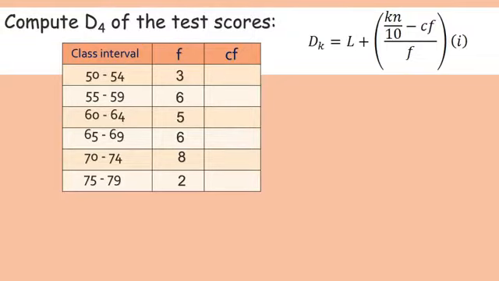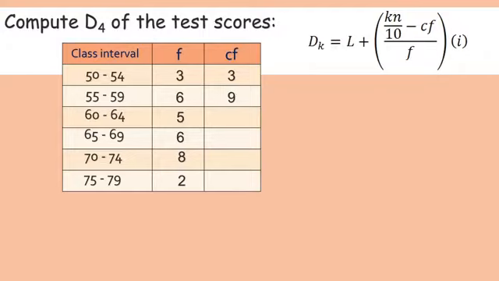Now, let's compute the fourth decile of the test scores. So these are the scores and these are the number of students who got the following scores. So let's get the CF first. That's the first thing that you're going to do. You solve the CF. So what are you going to write over here, section Zircon? You begin with 3. Written below 3 is what? 9. Okay, that's 3 plus 6. That would be 9.